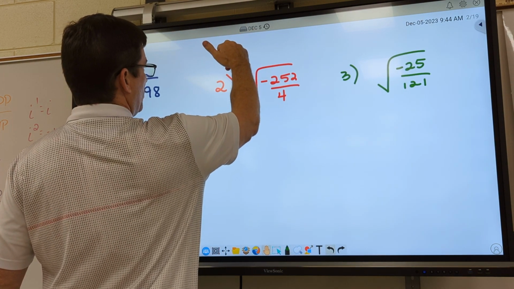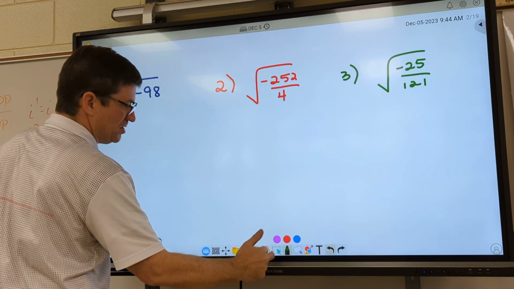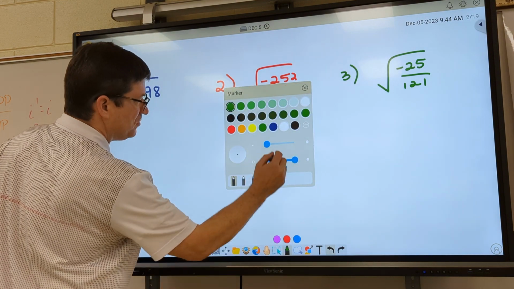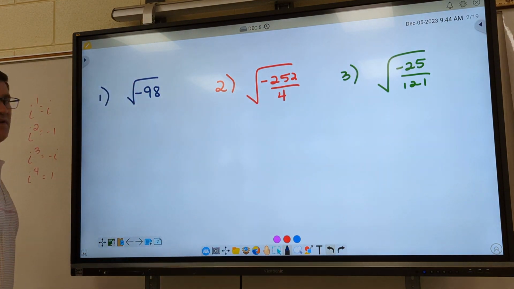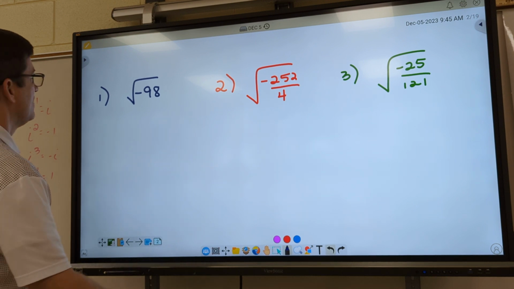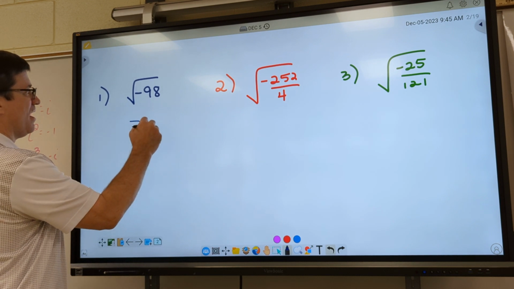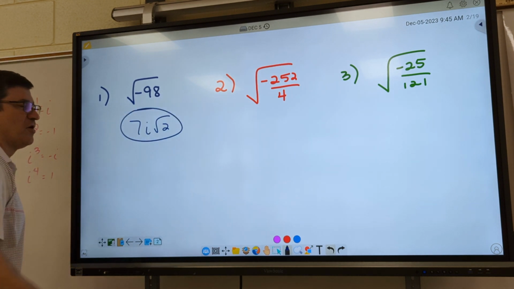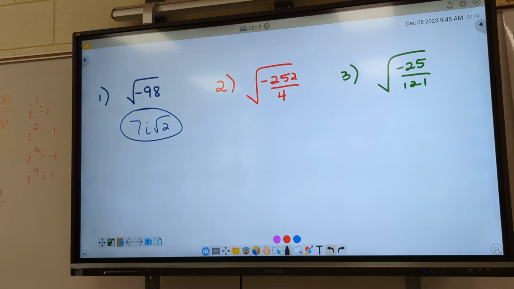All right, since we have the old calculators, you can just type this one in. If you type in square root of negative 98, it's going to say error. So just type in square root of 98 and see what it gives you. Square root of 98 equals 7 square root 2. So our answer is 7i root 2. Where did the i come from? The negative. When you bring the negative out, it makes it an i.